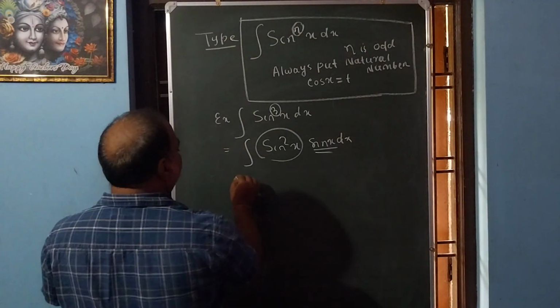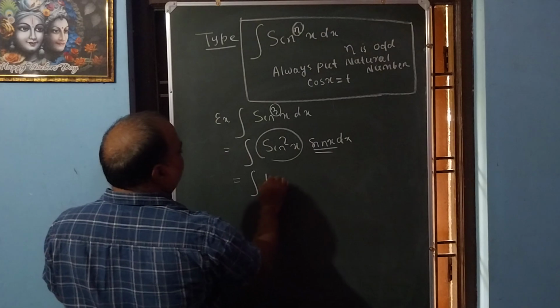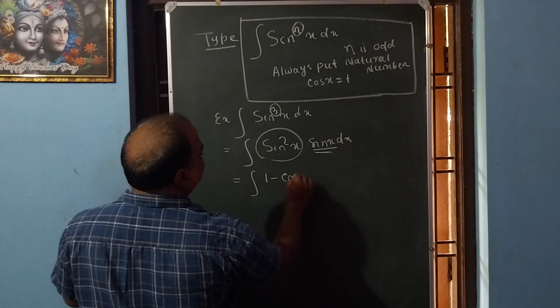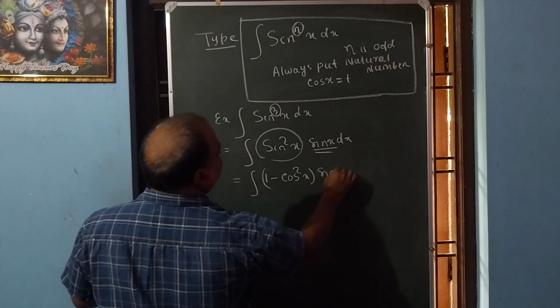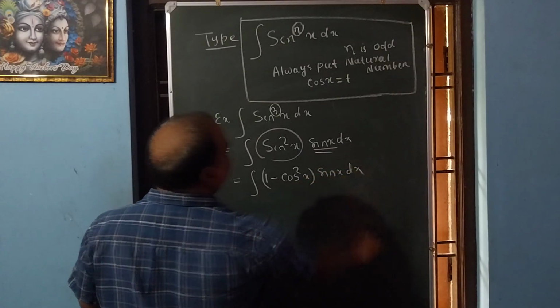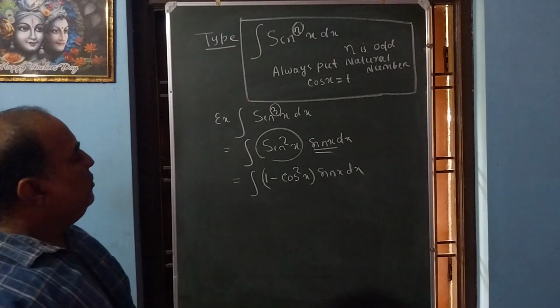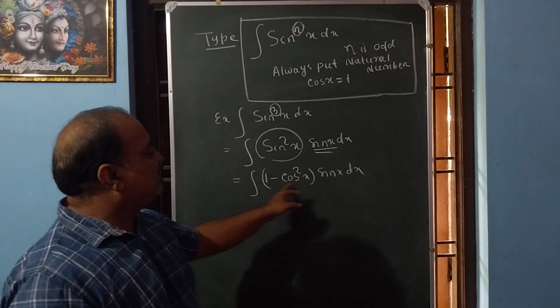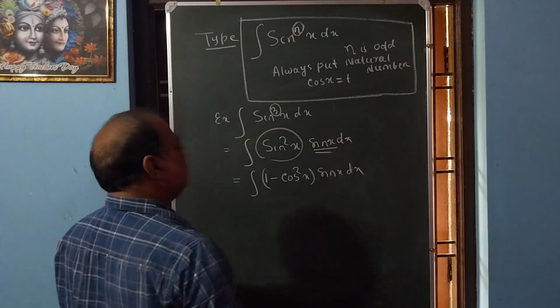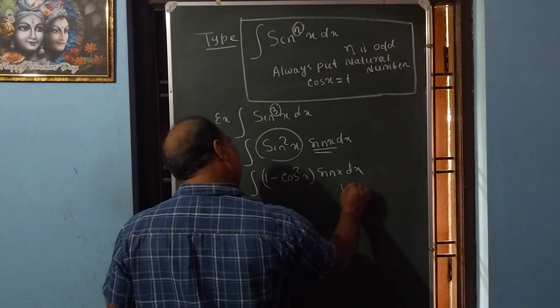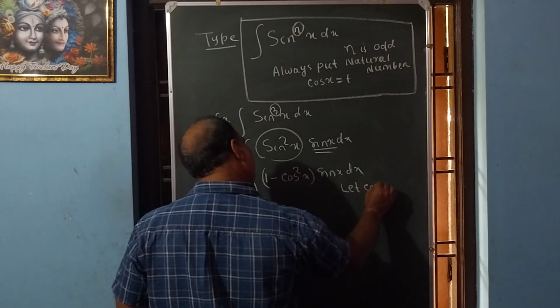So write down, 1 minus cos^2 x into sin x dx. So here we have to put cos x is equal to t. Cos x is equal to t always. So let cos x is equal to t.